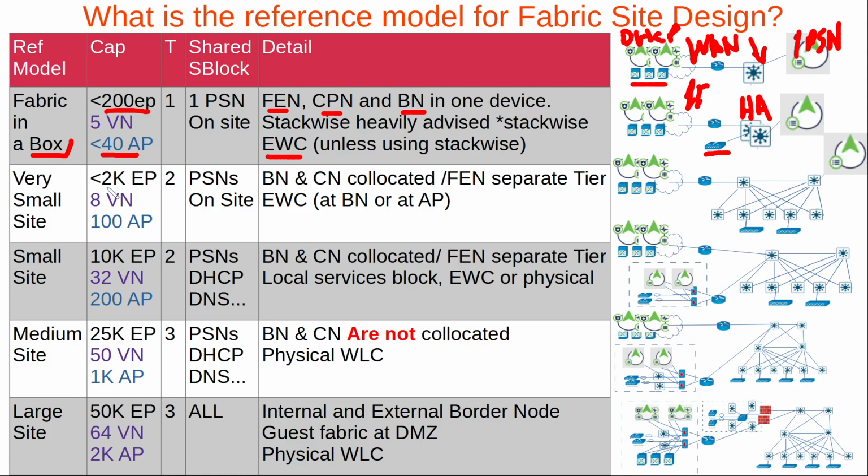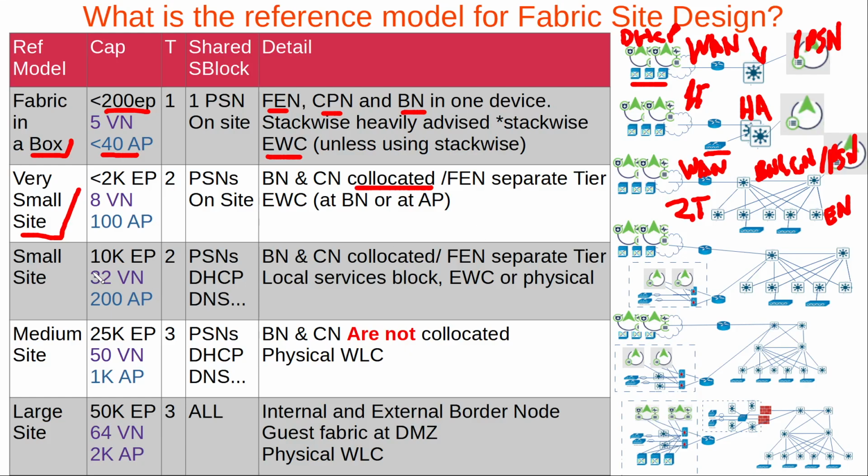So if you need up to 2,000 endpoints or up to 100 access points, you can go for the very small site. We are going to use a two-tier design here. In one tier, we're going to have our fabric edge nodes. And in another tier, we will have our border nodes and control nodes. So this is a co-located deployment because we are running control node and border node in the same device. We still need at least one PSN persona locally. All your remaining servers are found remotely through a wide area network.